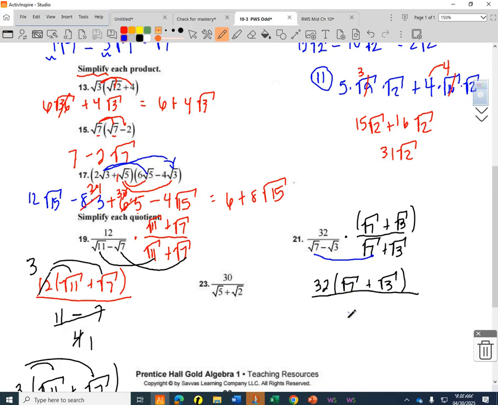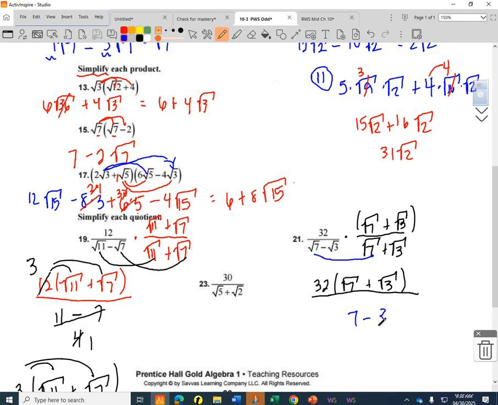Yep. So if you multiply the square root by itself, it's always just the number underneath. The square root 7 times square root 7 is 7. Square root 3 times square root 3 is 3. Square root 5 times square root 5 is 5. Make sense? Okay. So square root 7 times square root 7 is 7. It's always minus. What's square root 3 times square root 3?